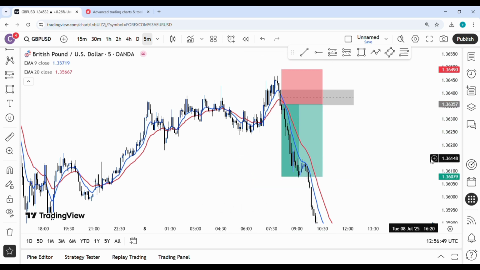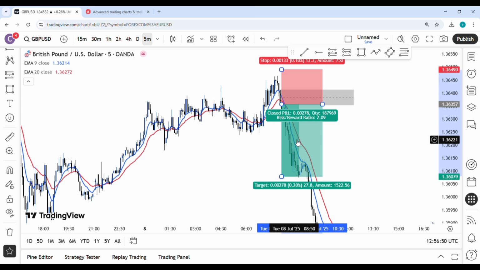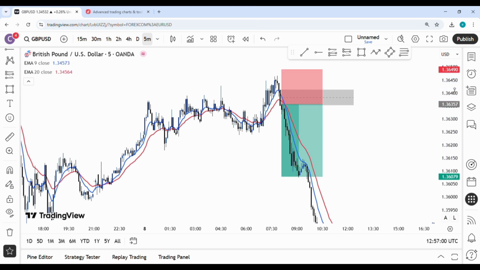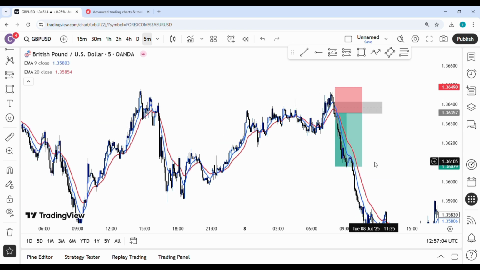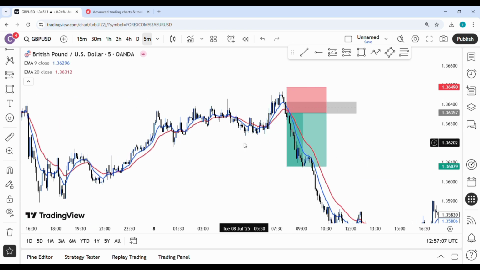This takes at least how many minutes? From 8 o'clock to 10 o'clock. Very fast entry from a 5-minute time frame. Very fast. Then you are in, and then we are out. Very, very fast. As easy as that.